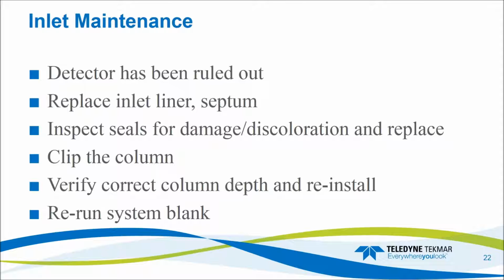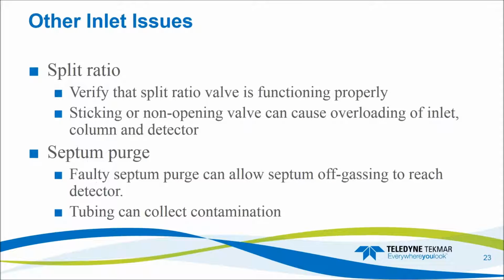Okay, so if we've ruled out the detector and presumably ruled out the autosampler based on our system blanks, then we're looking at the GC. And that gives us two components. We have the inlet and we have the column. So with the inlet, just do basic inlet maintenance. Replace the liner and the septum, clip the column, reinstall, make sure it's installed at the correct depth, and rerun your blank. If you still have issues, you could look at other sources such as the split ratio, verify that it's actually working properly, so measure the flow out of your split vent.